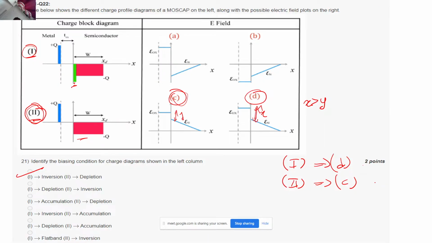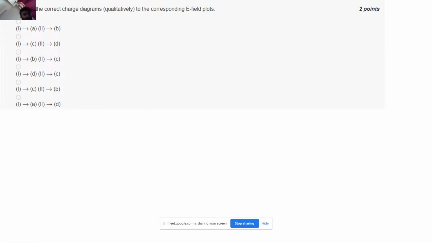So for the first option, D is the correct one. Just a minute, something happened with my pen. Yeah. So for the first, D is the correct one, and for the second, C is the correct option, right? So this is the correct option, right?